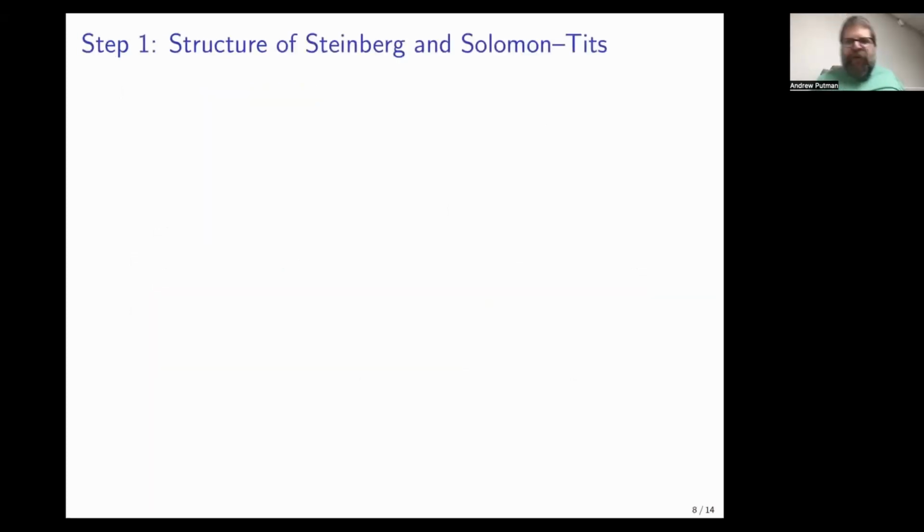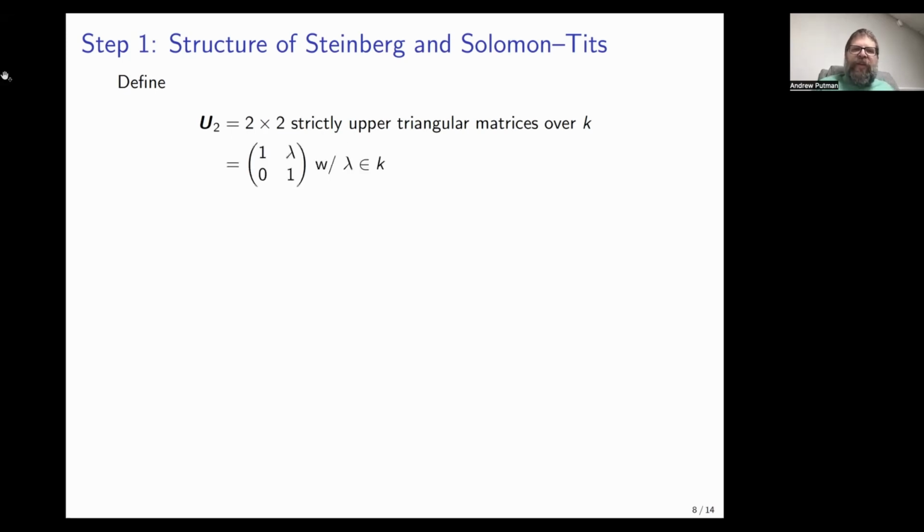To do that, I first have to tell you something about the structure of the Steinberg representation, how the Solomon-Tits theorem works. I'll keep trying to remind you of definitions as I go on. I don't expect you to have memorized all my previous slides. So define U2. This is the 2x2 strictly upper triangular matrices over the field K. The matrices look like this: 1, lambda, 0, 1, where lambda is some element of our field K. So this is a nice abelian group.